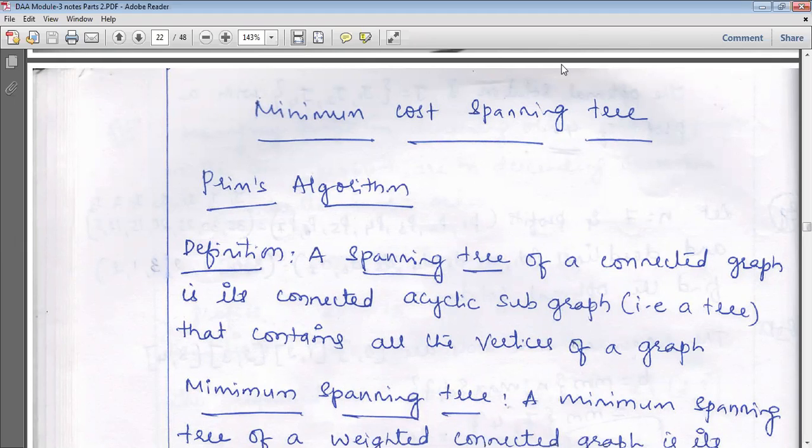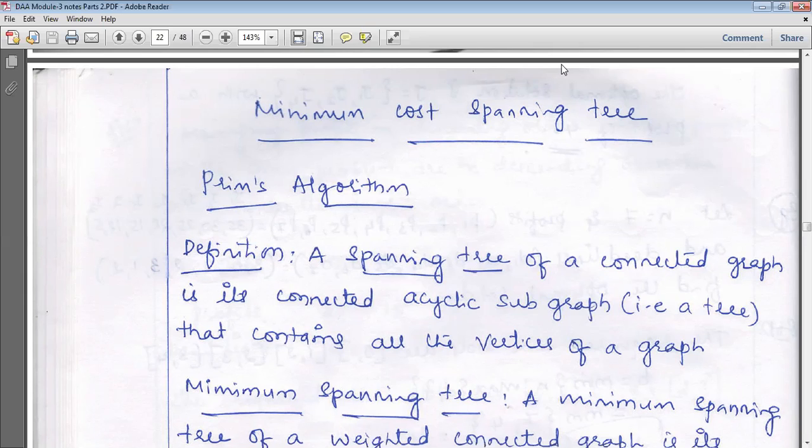A spanning tree of a connected graph is a connected acyclic subgraph. Acyclic means, as we know, there is no cycle formation. It is going to be an acyclic subgraph, that is a tree that contains all the vertices of a graph. All the vertices of a graph will be there, but it is going to be acyclic. So then we are going to call it a spanning tree.